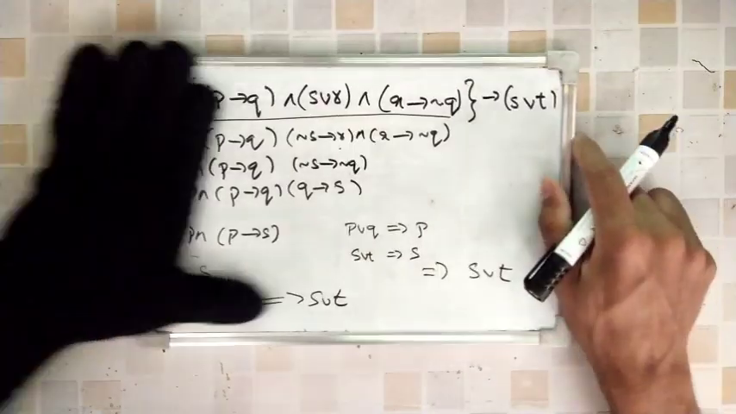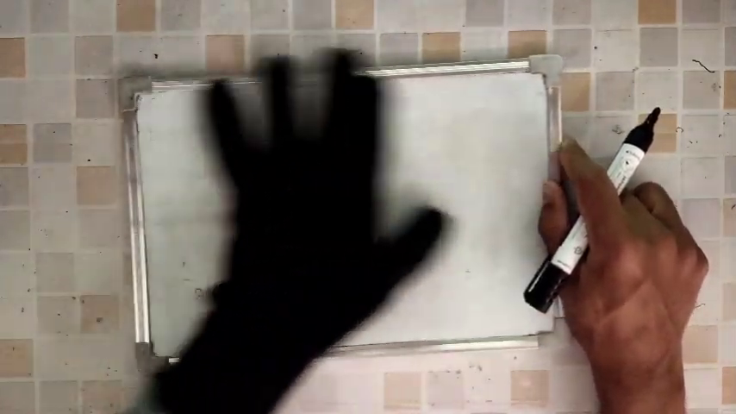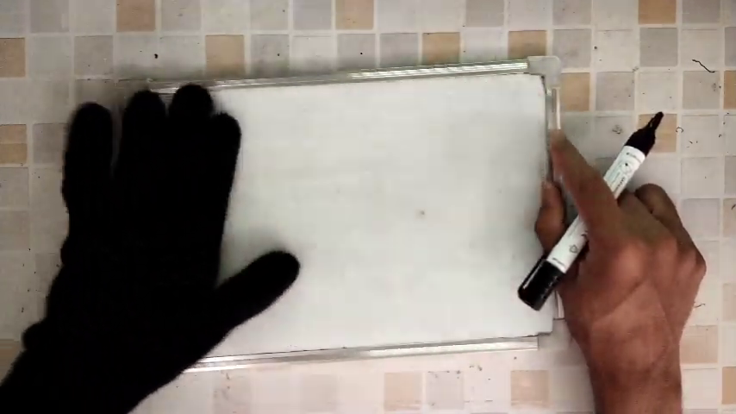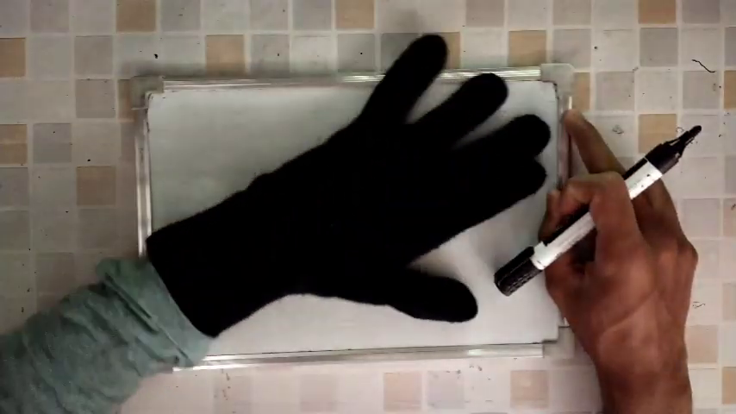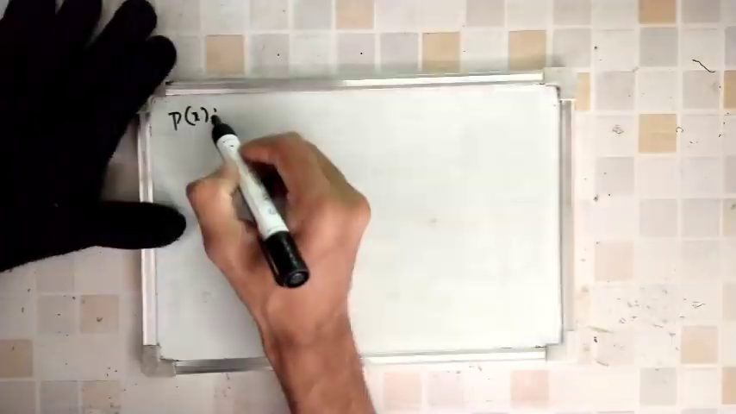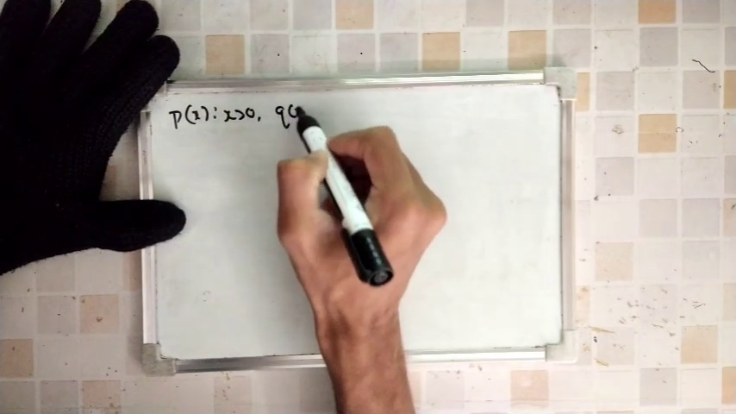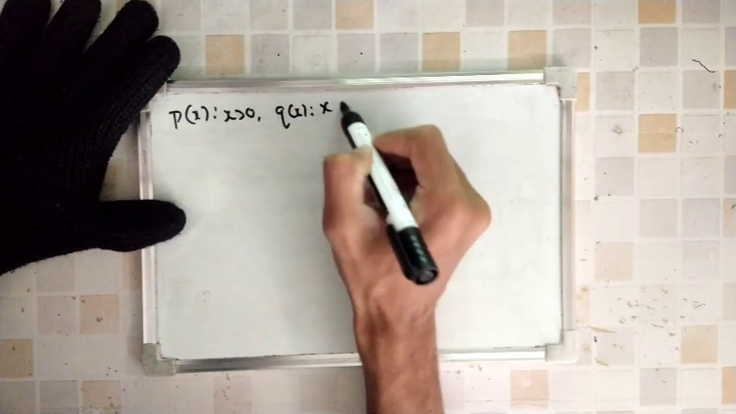Now let us move on to the third question. It says for the universe of all integers, let P of x, Q of x, R of x, and so on, denote the following statements. Okay, so this is a quantifiers question. P of x is x greater than 0. Q of x is x is even.